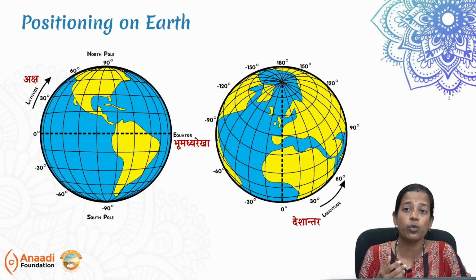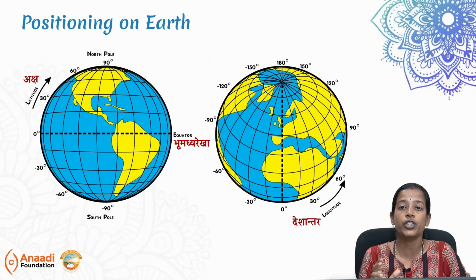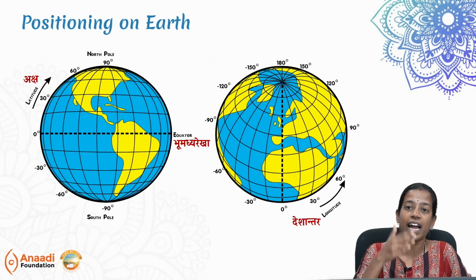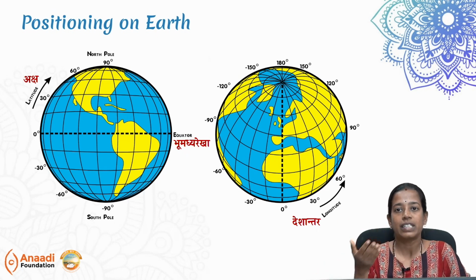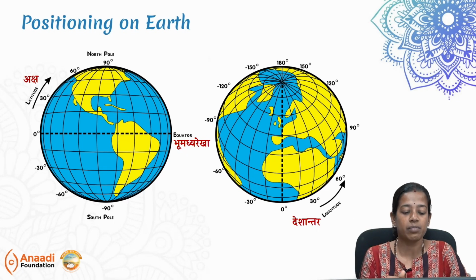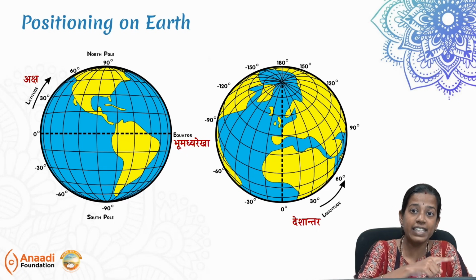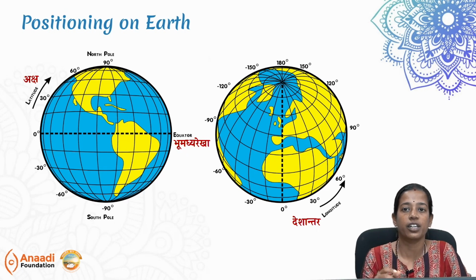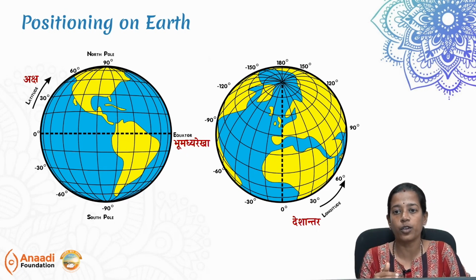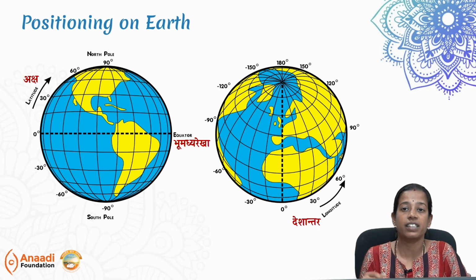Let us now try to understand the names that are related to positioning on earth. What are all the terms that we usually use to position ourselves on the earth? There is an equator, there is a latitude and there is a longitude. Similarly, in the Indian system, the equator is called Bhumadhya Rekha, the latitude is called Aksha and the longitude is called Deshantara.